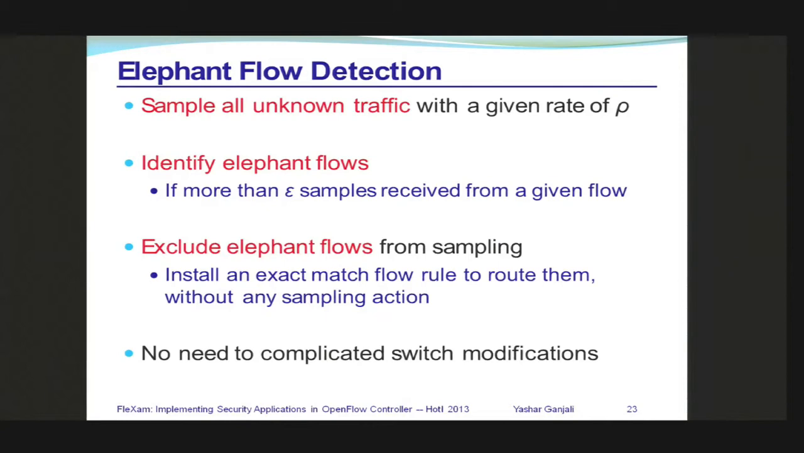So from this point on, over time, you're going to build up a flow table which excludes sampling for elephant flows. But assuming your rho is not extremely small, you're still going to see a large fraction of your mice and short flows in the network.